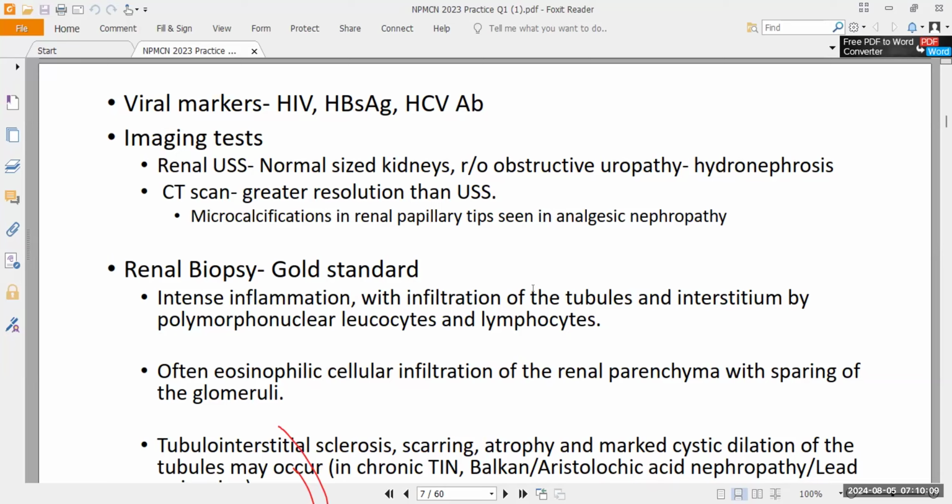For patients with tubulointerstitial nephritis in the acute form, they usually have intense inflammation with infiltration of the tubules and interstitium by polymorphonuclear leukocytes and lymphocytes. So often there could be eosinophilic cellular infiltration of the renal parenchyma, typically sparing the glomeruli. In the chronic form, which I expect this patient has, we can see scarring of the tubulointerstitium with sclerosis, atrophy, and marked cystic dilatation of the renal tubules.